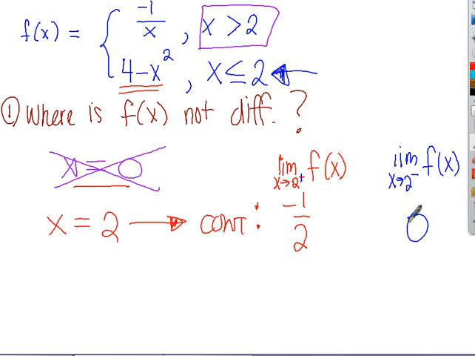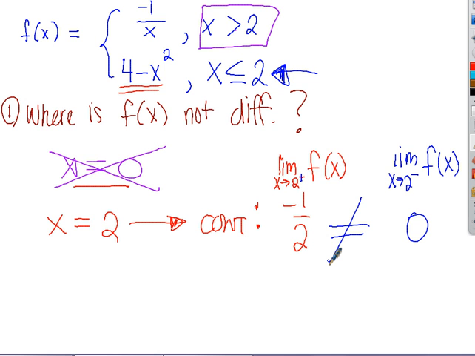So what do I know? I know that those are not the same. What is the end statement? At x equal to 2, the function is not continuous, which then means it's not differentiable. So now, how many places on this function that I gave you is it not differentiable? Total of 1. The x equal to 0 doesn't matter because it's not within that domain.